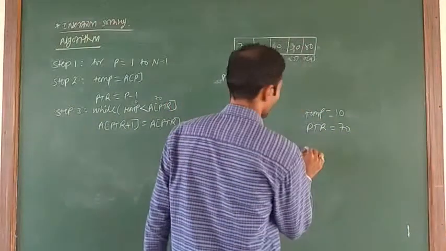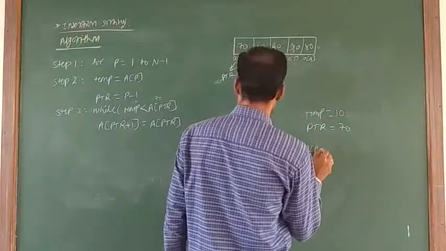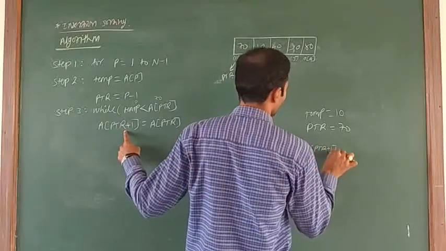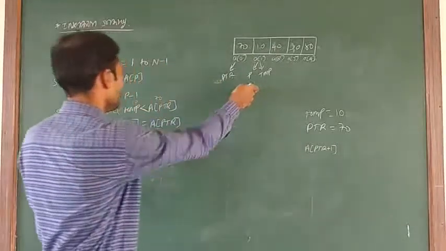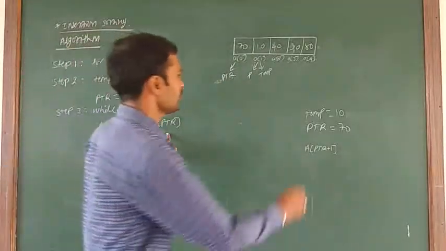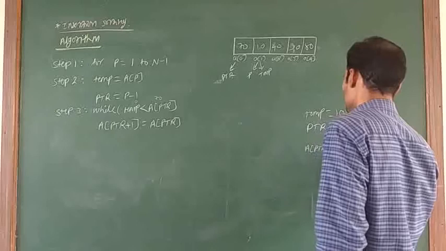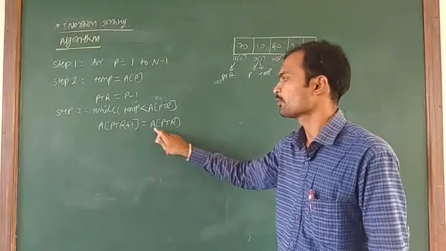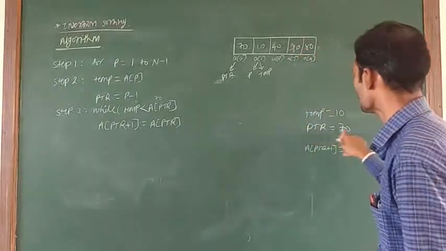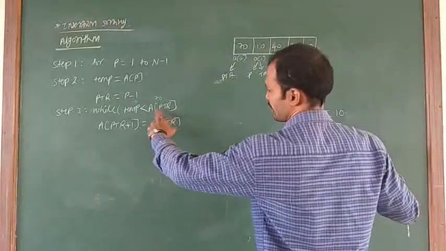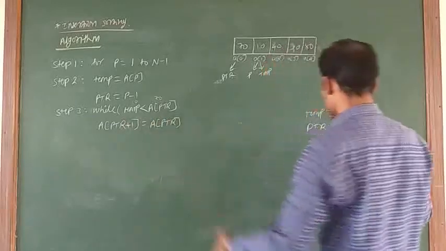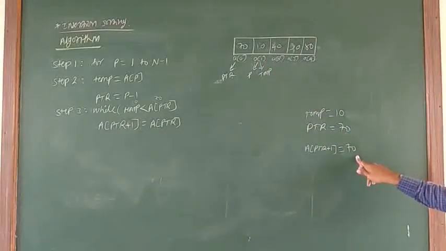So now here A of PTR plus 1, the next location, is equal to A of PTR. This value becomes 70. A of PTR is how much? 70. 70 is stored into A of PTR plus 1. So A of PTR plus 1 becomes 70.